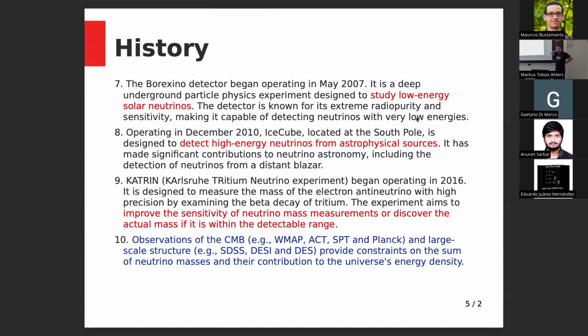Cosmic microwave background observations, for example WMAP, ACT, SPT, and Planck, and large scale structure surveys, for example SDSS, DESI, and the Dark Energy Survey, provide constraints on the sum of neutrino masses and their contribution to the universe's energy density.